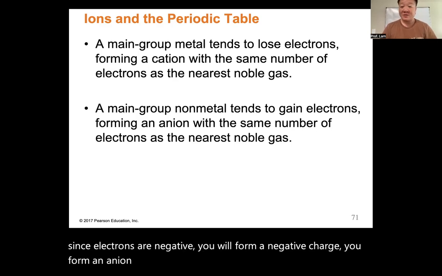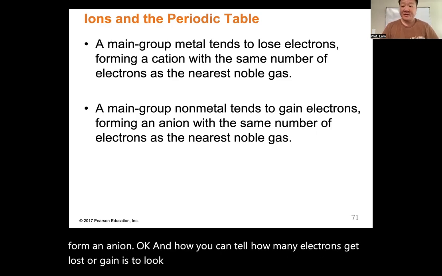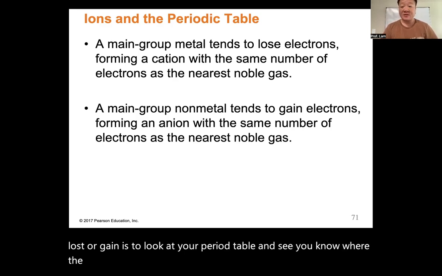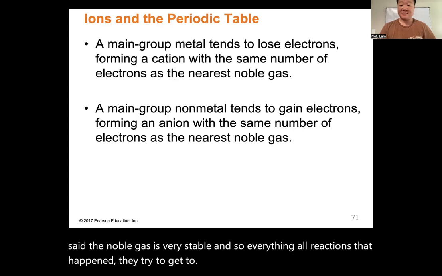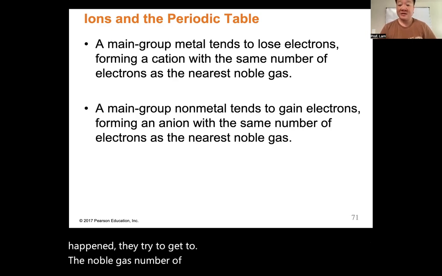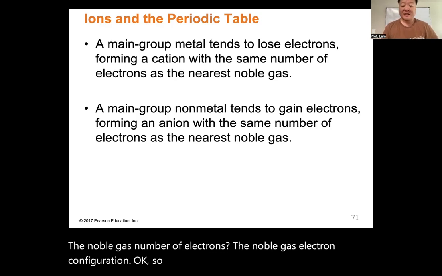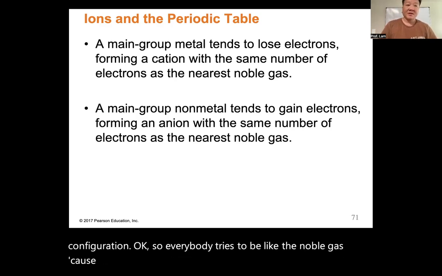And how you can tell how many electrons get lost or gained is to look at your periodic table and see where the element is with respect to the noble gas. Remember that we said the noble gas is very stable. And so all reactions that happen try to get to the noble gas electron configuration. Everybody tries to be like the noble gas because that's stable, right?